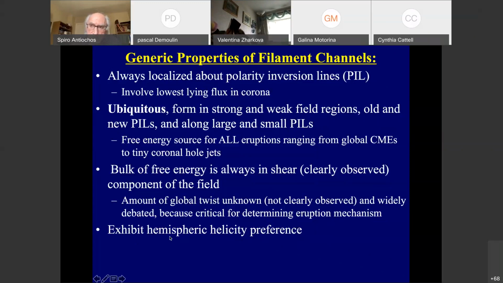Another property of the filaments and prominences is that they exhibit a hemispheric helicity preference. What I mean by that is if you consider the overlying field, let's say it goes from positive polarity to a negative polarity region, then the axial field, that's the shear component, can be, let's say, either in the right direction or in the left direction. And that direction has a hemispheric preference in that you will find that 80% or 90% of all the filaments in the northern hemisphere have one sense of this helicity, and then in the southern hemisphere they'll have the opposite sense. So that's an important result as well.